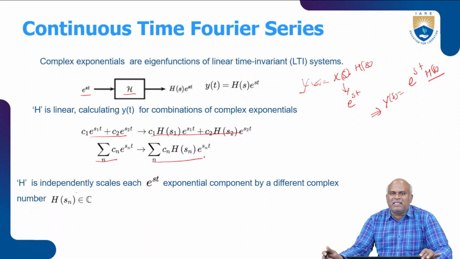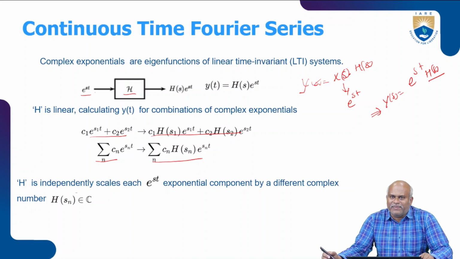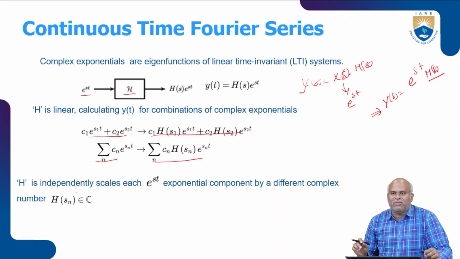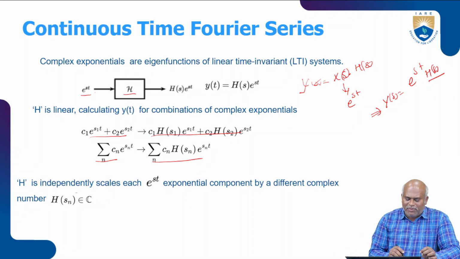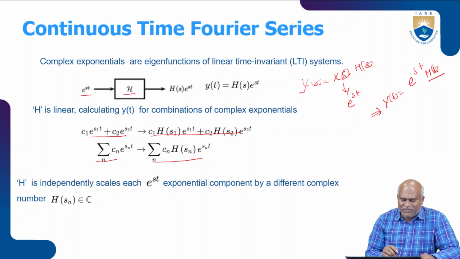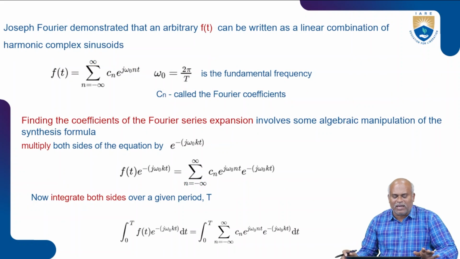Now the h is independent, scaling each e power st exponential component by the different calculation. Generally we call these the exponential components with different complex values. If the different complex value numbers are present, I should write h of s n as a set of complex values only. The c belongs to the complex condition.